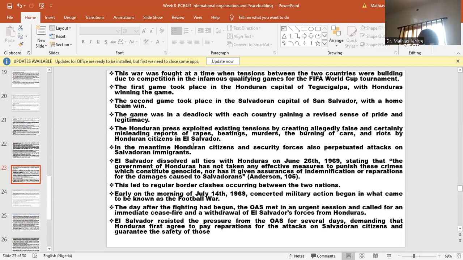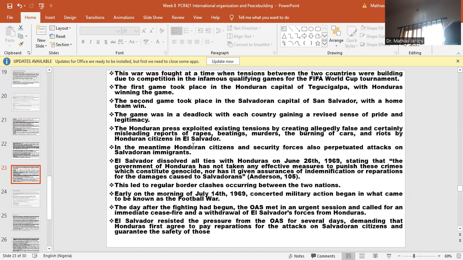The Honduran press exploited existing tension by creating allegedly false and certainly misleading reports of rapes, beatings, murder, the burning of cars, and riots by Honduran citizens in El Salvador. In the meantime, Honduran citizens and security forces also perpetrated attacks on the Salvadorian immigrants.